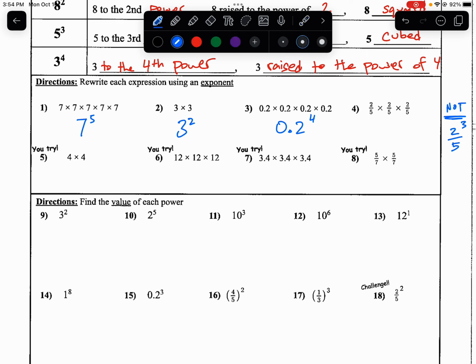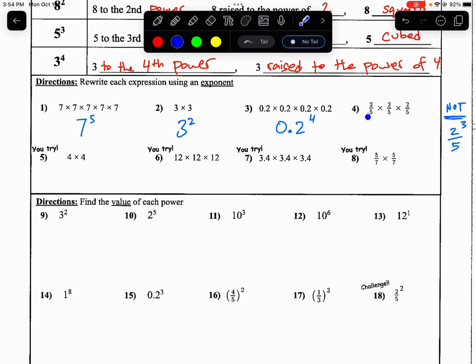2 to the 5th. Well, let me explain why. Because if you read this, you might be thinking, oh yeah, this would just be 2 to the 5th times 2 to the 5th times 2 to the 5th, but that's not true. What this is actually saying right here is 2 times 2 times 2 over 5.